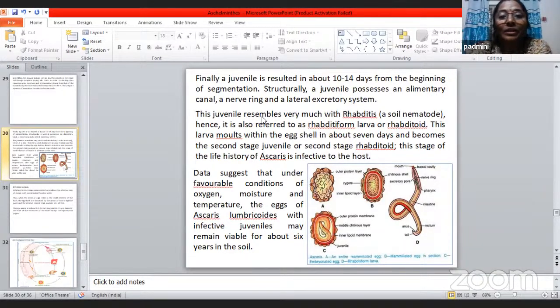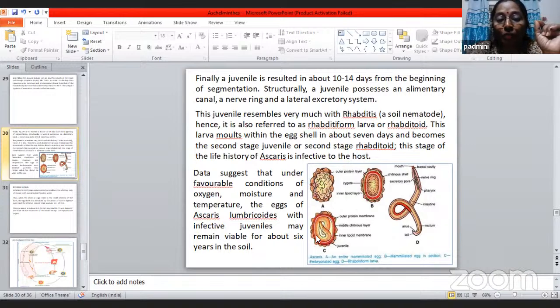This juvenile resembles very much the rhabditis, or the soil nematode. Hence, they are also referred to as rhabditiform larvae or rhabditoid. The larva molts within the eggshell in about 7 days, and they become the second stage juvenile larva from the cleavage. They become the second stage juvenile larva or second stage rhabditoid from the first stage. And this stage of the life history of Ascaris is the infective stage to the host.